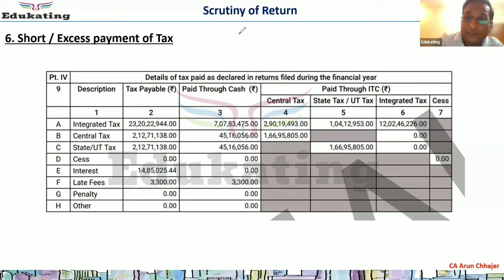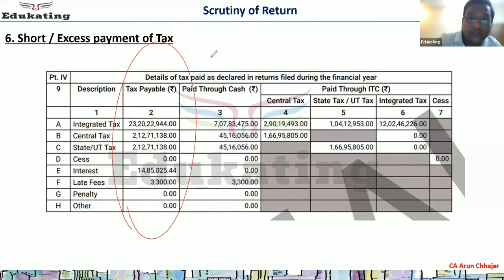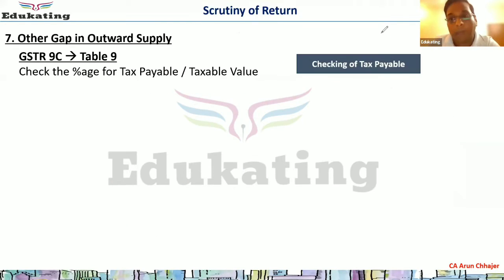So they are using this table to identify the short payment of tax. How can you identify it? Basically, they are using this total and this total. Apart from that, they are also comparing this with table 4N of the GSTR 9. Also, they are comparing this with GSTR 3B table 6.1. So these are the interlinking which you should also do apart from filing.